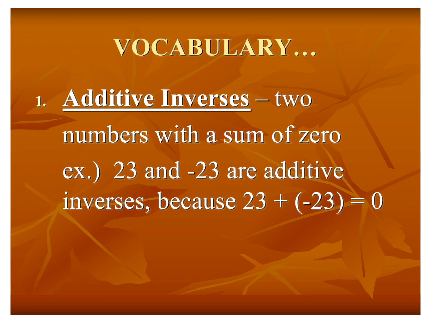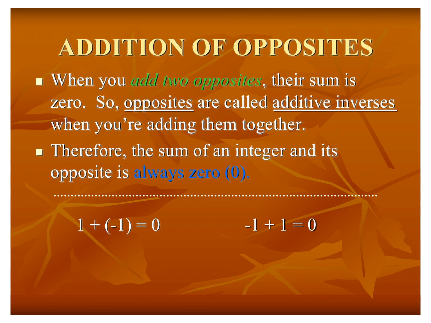Two numbers with a sum of 0 are additive inverses, right? This goes into the topic in the last section of opposite numbers. When two numbers are opposite, they're additive inverses, so when you add them, you get 0. Addition of opposites: when you add two opposites, their sum is 0. Opposites are also called additive inverses.